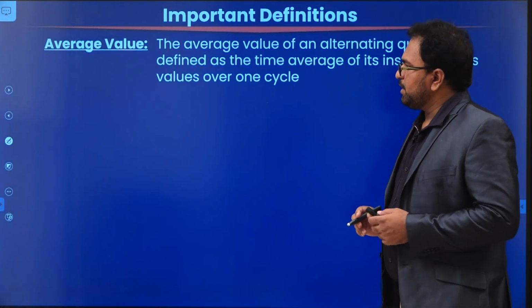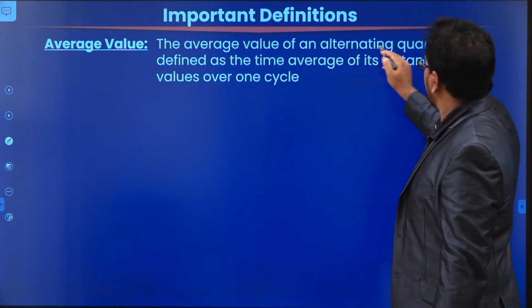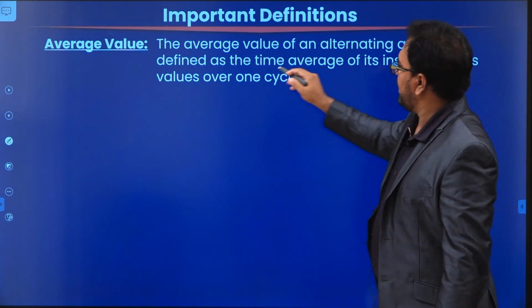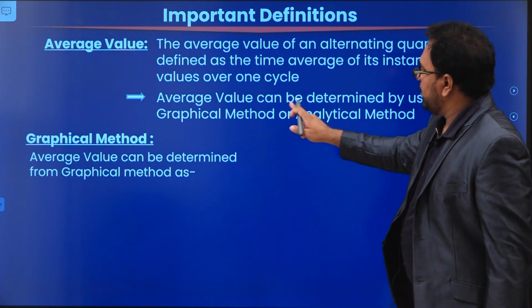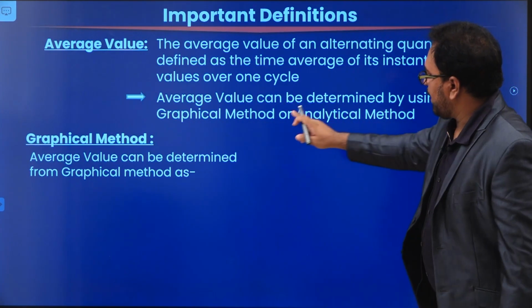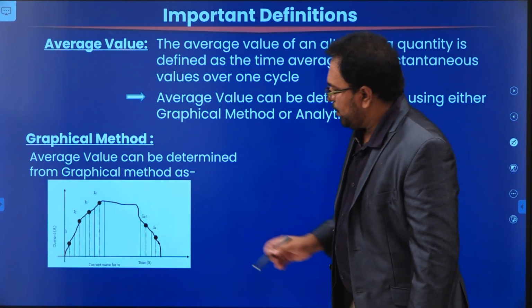So coming to the definition of average. Average means, you know, the average value of an alternating quantity is defined as the time average. The average value can be determined by using either the graphical method or the analytical method. So let us see the graphical method.